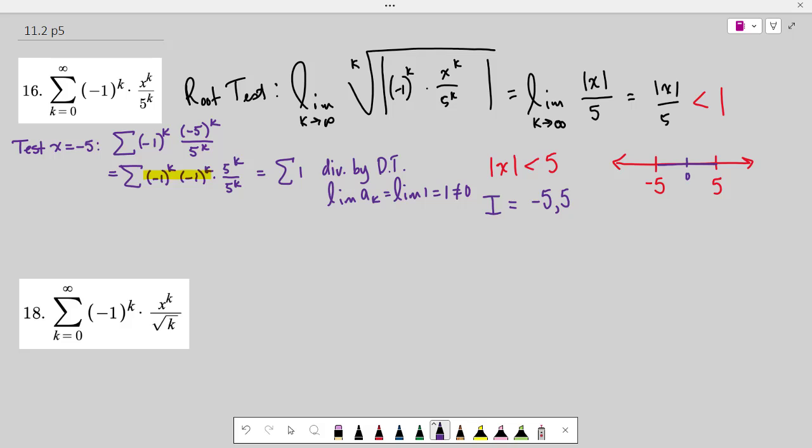All right, so at -5 we have divergence, which means we put a parenthesis on the -5 for the interval. -5 is not included. Let's test the other endpoint. So now let's test x equals 5. Now we do have a switch, and we're going to have 5 to the k over 5 to the k.